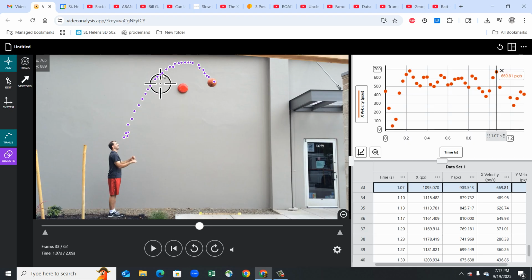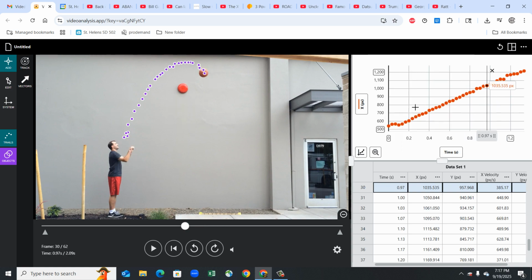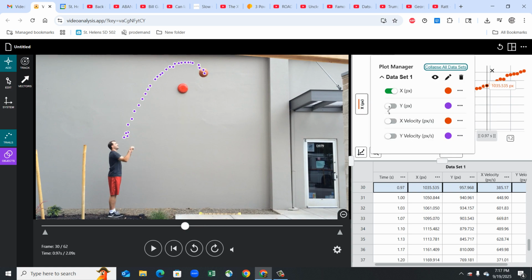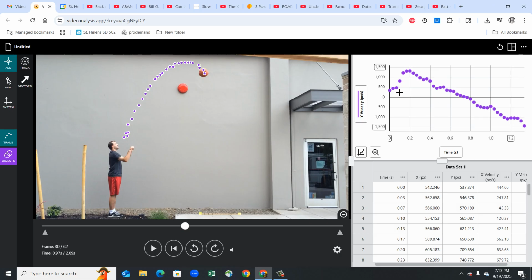Are you with me? Okay. But you can see when you get over here, when you turn X on, it is in fact pretty much a straight line, which means you have constant velocity. Ditto, if you turn on the Y velocity, what you'll see is this. The Y velocity was going up, yes. Initially, the Y velocity was positive up here somewhere.